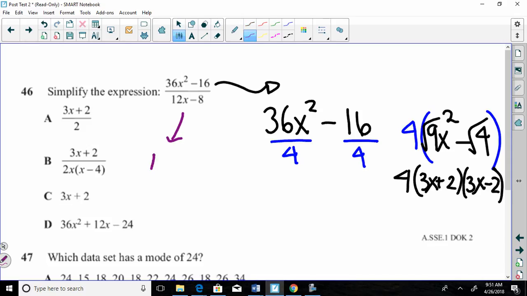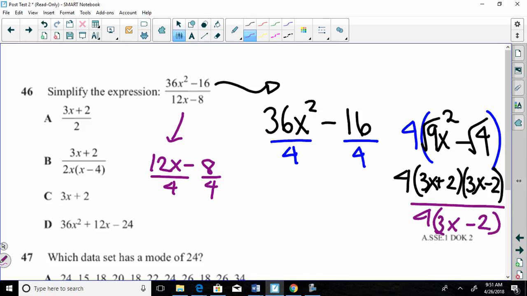Now I do this one right here. So what numbers go into 12 and 8? 4, right? So I'm going to divide 4, put it right here. And then what do you end up getting when you divide this? 3x minus 2. Then the last thing you do is you see, okay, it has to be the whole parentheses.